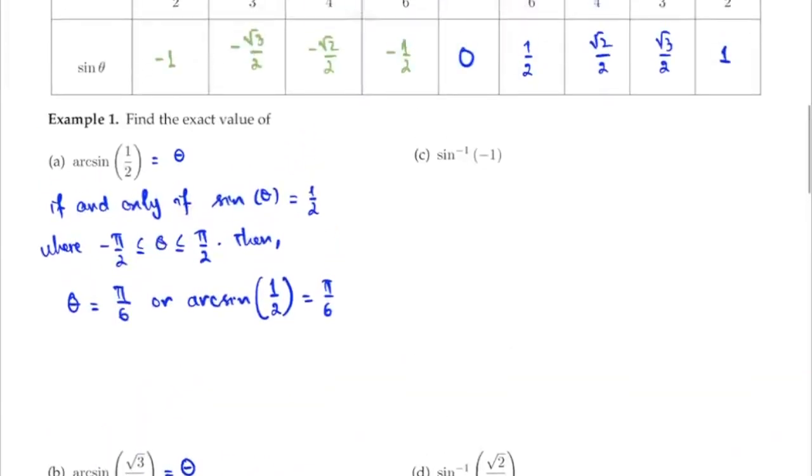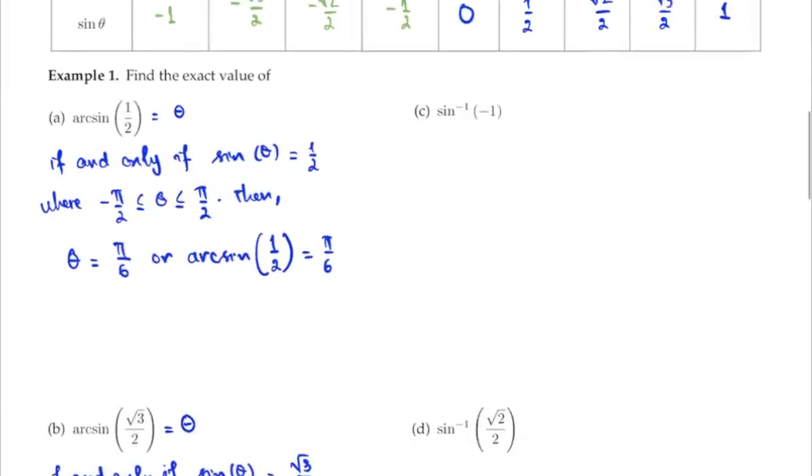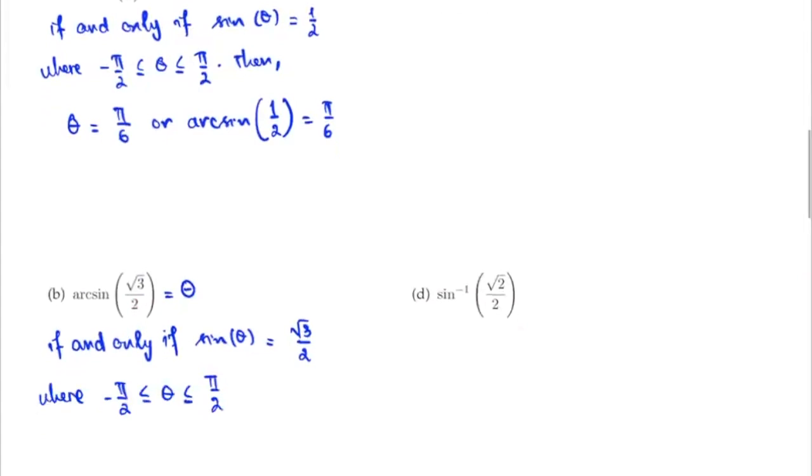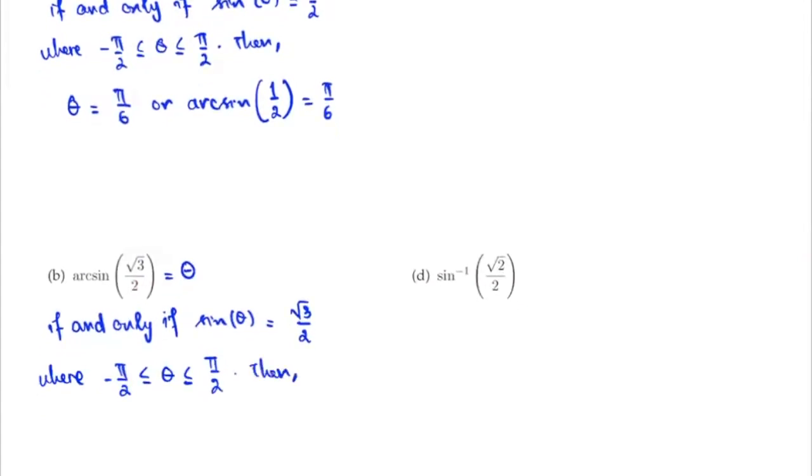So root 3 over 2 is right here. Sine of theta equal to root 3 over 2. The corresponding angle, or the inverse when you go back, is pi over 3. Again, I want to clarify that theta in this case has to be between negative pi over 2 and pi over 2 because we are dealing with inverse functions of sine. Then the theta that you're looking for is pi over 3, or arc sine of root 3 over 2 is equal to pi over 3.